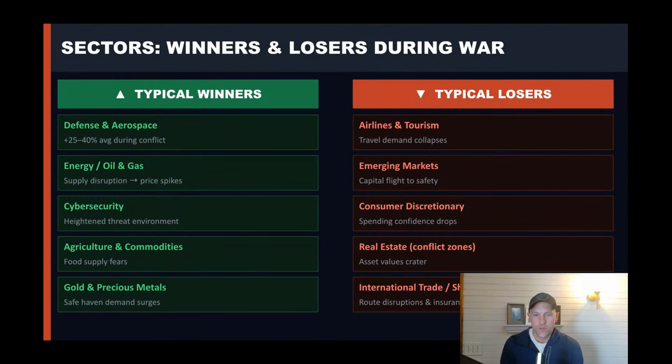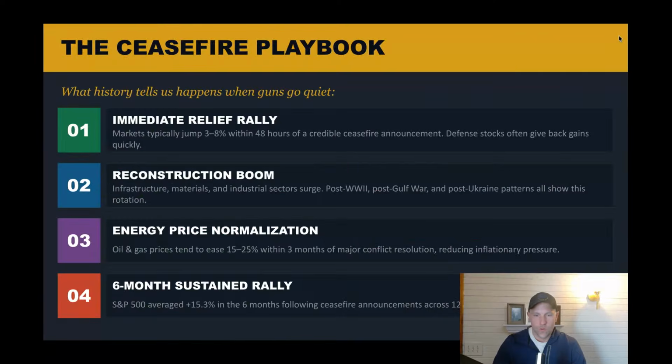And then typical losers: airlines, tourism. Obviously, you think of the energy prices for travel. Emerging markets, India, Brazil, South Korea, who were performing well. Money's going to be pulled out of those emerging markets as people look for safe havens to put money. Real estate, international trade, consumer discretionary as consumers pull back from spending. So those are typical sectors that struggle during the war.